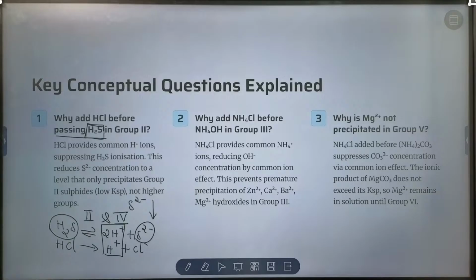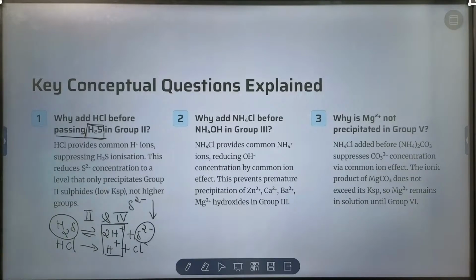So if I increase the concentration of the common ion by adding ammonium chloride, then what will happen? The equilibrium will shift towards the left, and you will have very little OH minus ion here. If you have a low amount of hydroxide ion, only the low Ksp salts will be precipitated. So only the third group cations, that is iron and aluminum, will get precipitated. Otherwise, if you don't have ammonium chloride, hydroxides of zinc, calcium, barium and magnesium will be obtained, and you will get confused about which group of the cation is present in your given salt. Okay.